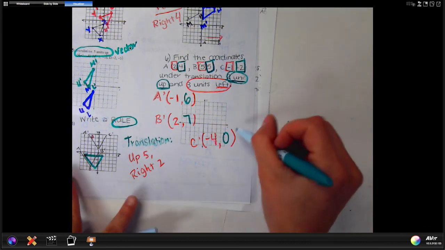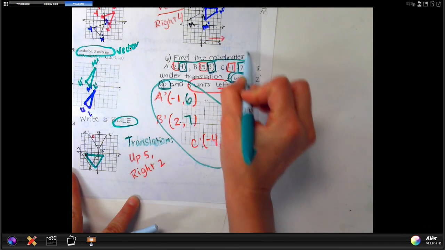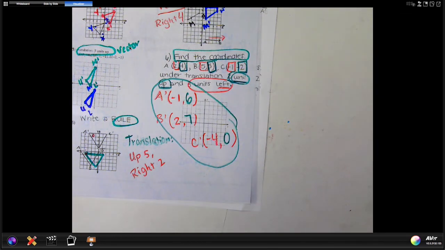And then, since it only says to find the coordinates, it does not say to graph, you actually don't have to make the graph. That's the answer. Okay? I put the graph on there in case I needed to show you, but I feel like in this class I can tell you, I can show you the rule, and we can figure it out.